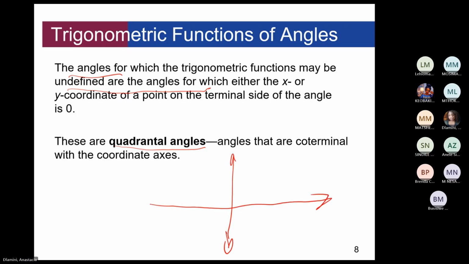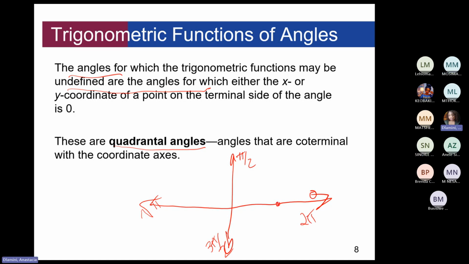0, 90 degrees. What is 90 degrees? Remember, now we're dealing with radians. Pi over 2. Thank you. And 3 pi over 2, also pi.